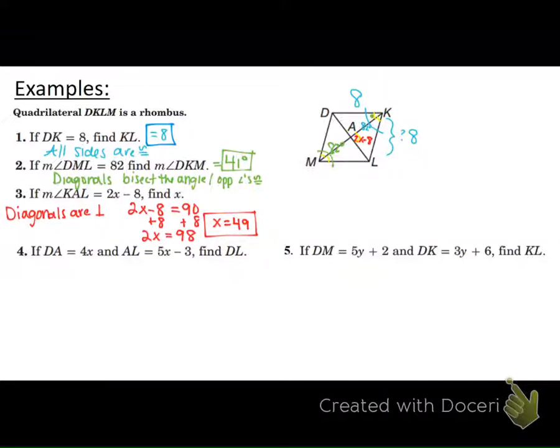DA is 4x. And AL is 5x minus 3. What do you know about those diagonals there? Those two pieces. They're the same, because the diagonals bisect each other, right? So diagonals bisect each other.